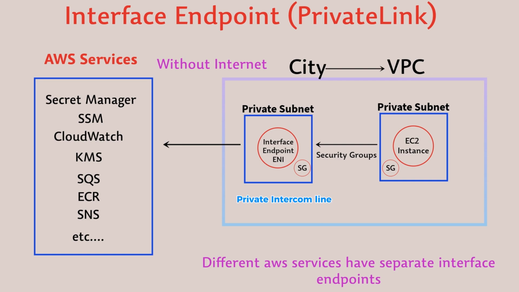Through a private intercommunication line between buildings, there is no need to go through public phone networks, and different AWS services have separate interface endpoints. An EC2 instance communicates with the interface endpoint through its security groups. Let's see real world benefits.